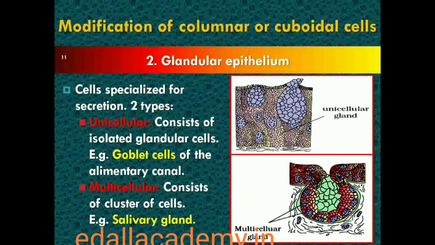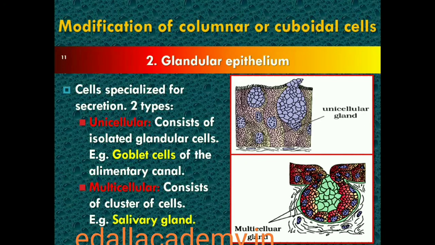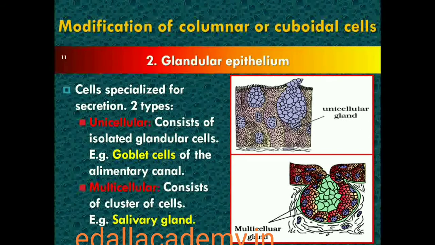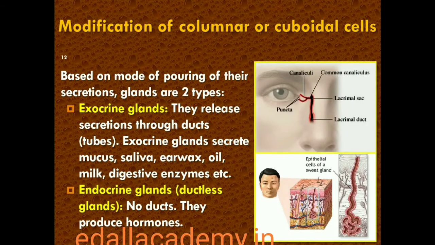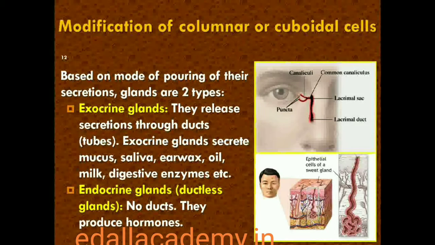Some of the columnar or cuboidal cells get specialized for secretion and are called glandular epithelium. They are mainly of 2 types, unicellular, consisting of isolated glandular cells, goblet cells of the alimentary canal, and multicellular, consisting of cluster of cells, salivary gland. On the basis of the mode of pouring of their secretions, glands are divided into 2 categories, namely exocrine and endocrine glands. Exocrine glands secrete mucus, saliva, earwax, oil, milk, digestive enzymes and other cell products.